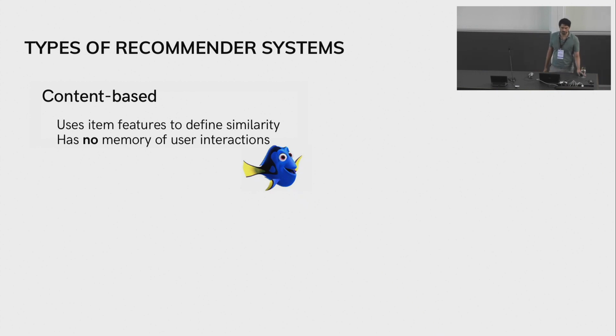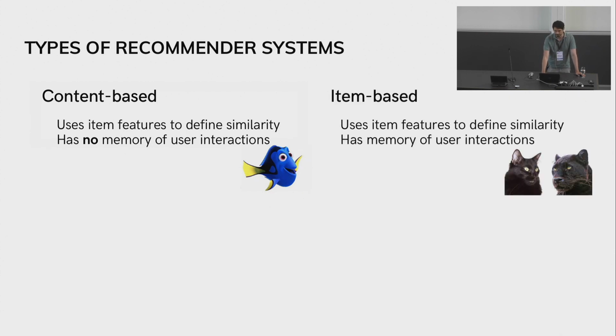And there are several kinds of recommender systems. For instance, there's the content-based recommender system that uses the item features to define similarity, but has no memory whatsoever of user interactions. And this is important, for instance, because we don't need to track cookies or anything from the users to make the recommendations. There's also the item-based, which also uses the item features to define similarity, but it does have a memory of user interactions. For instance, if you have seen cat videos, you will probably like large flying videos, right?